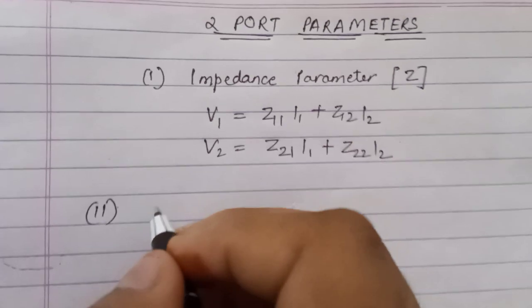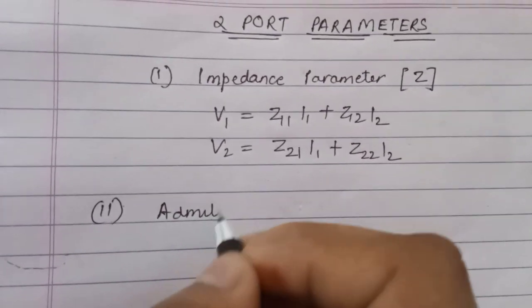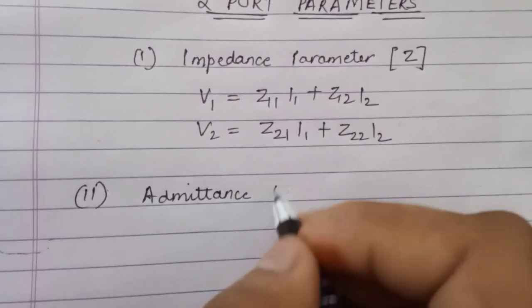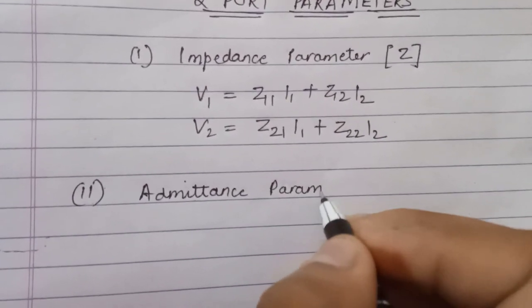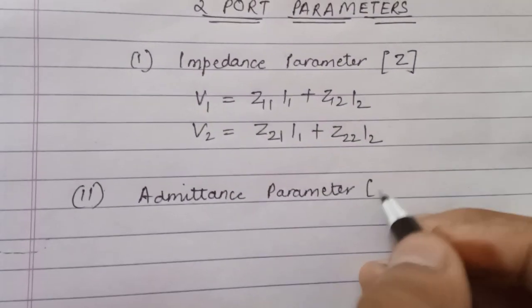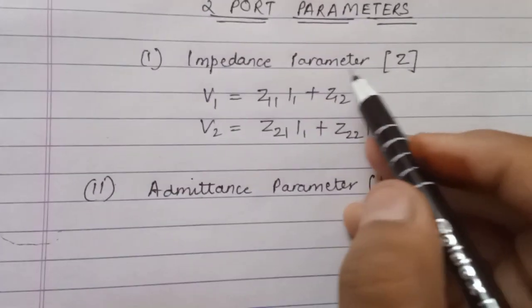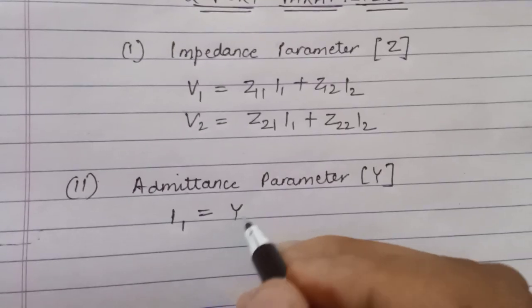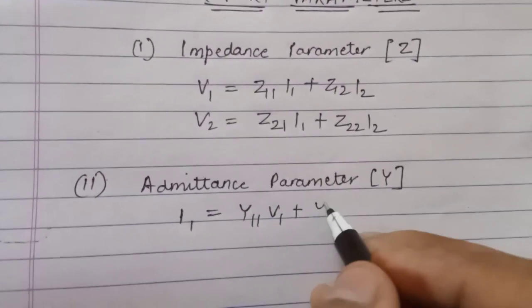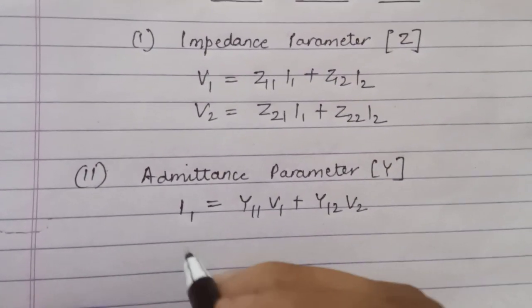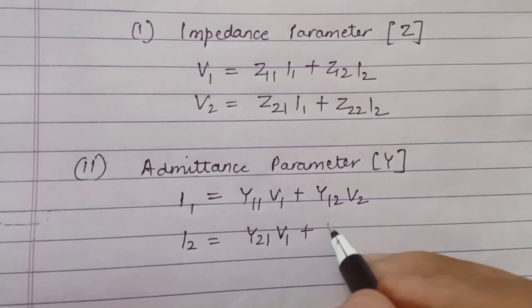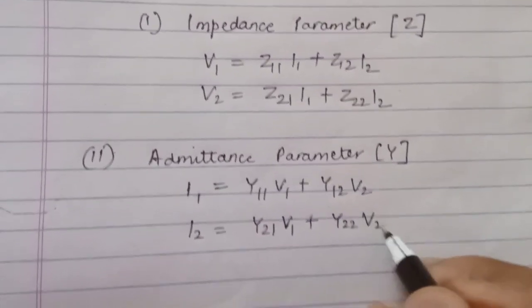The second one is admittance parameter. So it is represented by Y. It is just the reciprocal of impedance parameter. So it will be I1 is equal to Y11 V1 plus Y12 V2. I2 is equal to Y21 V1 plus Y22 V2.